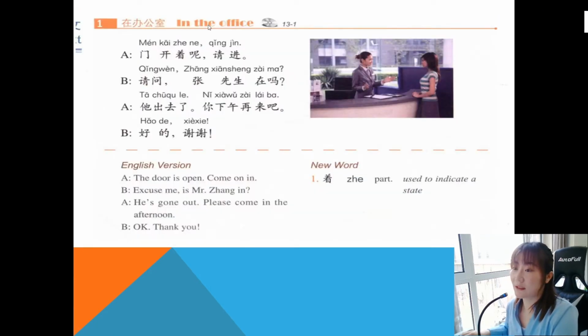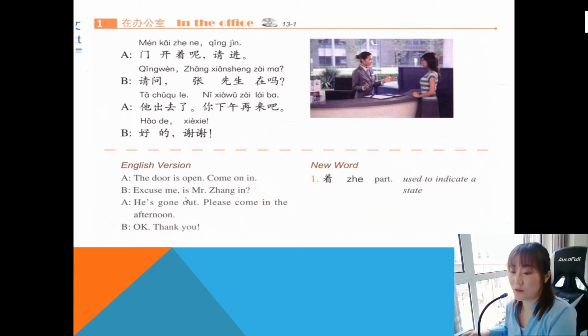Text 1. In the office, A says, 门开着呢，请进。The door is open. Come in, please. 请进。着 here is a particle, the word is a new one and used to indicate a state. So this time we'll learn the new grammar. I will explain it to you later.